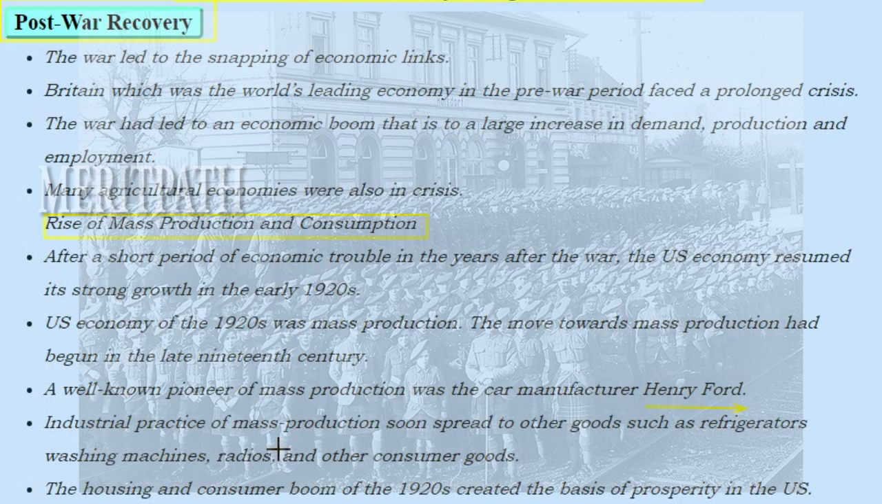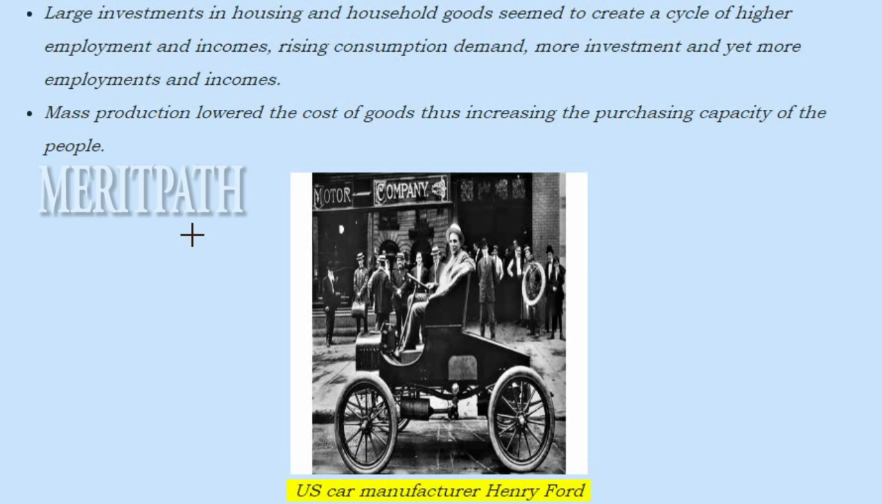The housing and consumer boom of the 1920s created the basis of prosperity in the United States. Large investments in housing and household goods seemed to create a cycle of higher employment and incomes, rising consumption demand, more investment and yet more employment and incomes. Mass production lowered the cost of goods, thus increasing the purchasing capacity of the people. This is the US car manufacturer Henry Ford, the leading car manufacturing company in the US.